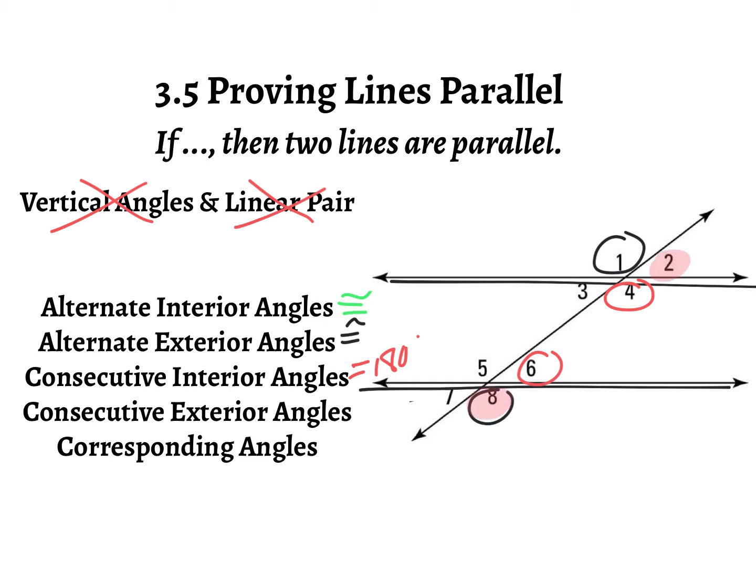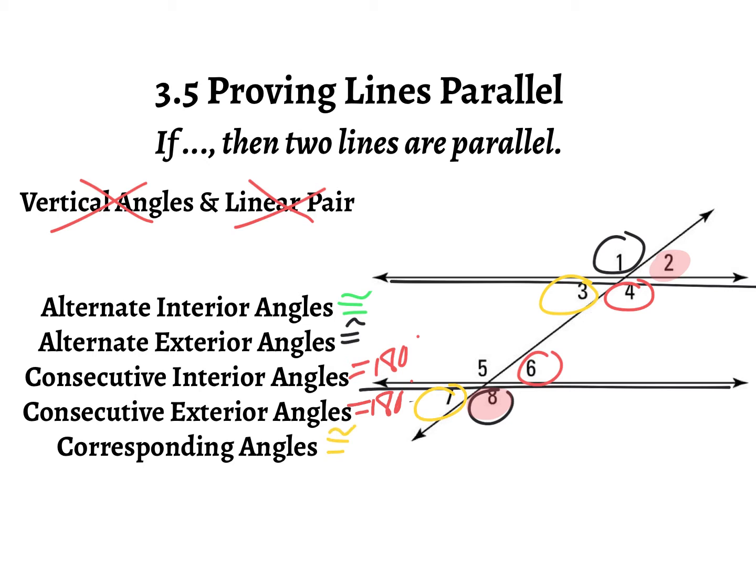So like 2 and 8, those are consecutive exterior. Notice how both angles also affect both lines. If those two add up to 180, then it is also parallel lines. And then corresponding, at the very end we have, let's do this in yellow, 3 and 7 are corresponding. 3 and 7 both affect the lines, and if those two are congruent, then the lines are parallel.